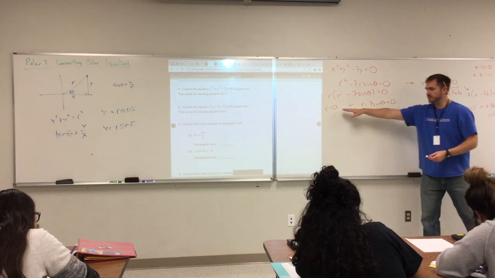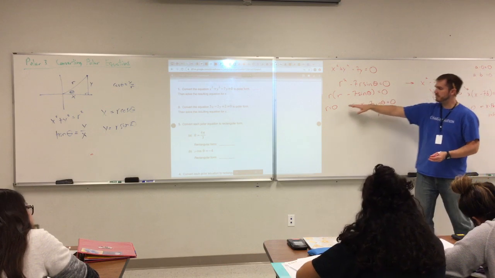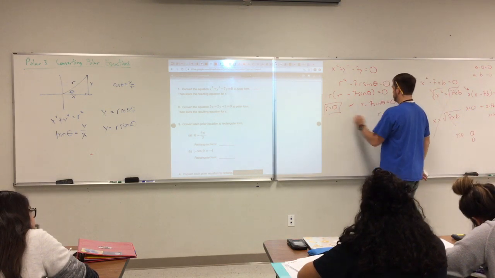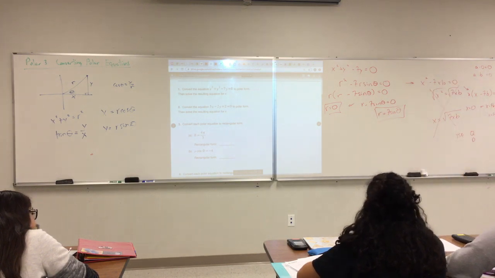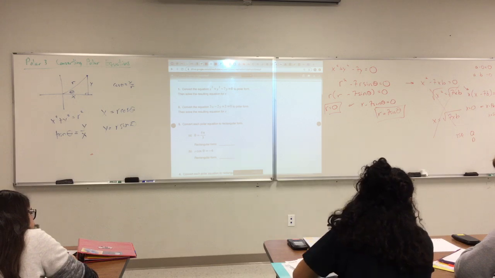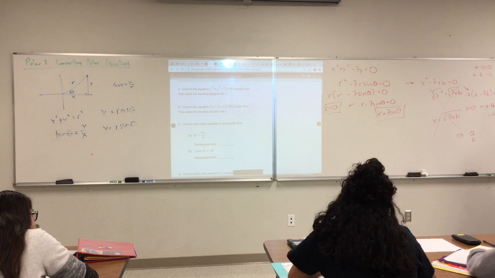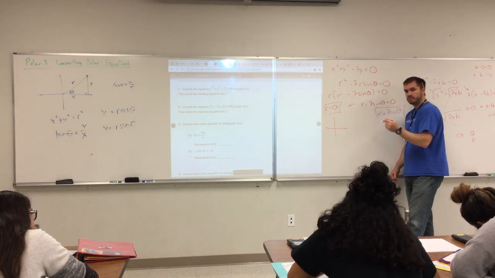So now we have two equations. We have either r equals 0 or r equals 7 sine theta. Now, does anybody remember, based on our knowledge of graphing, what does r equals 0 look like? What would a graph look like where the radius was 0?